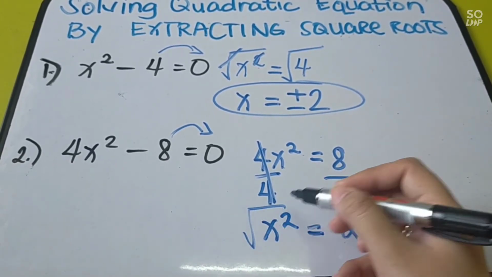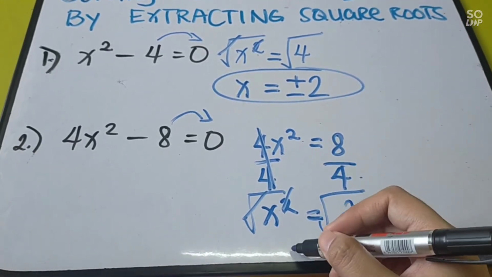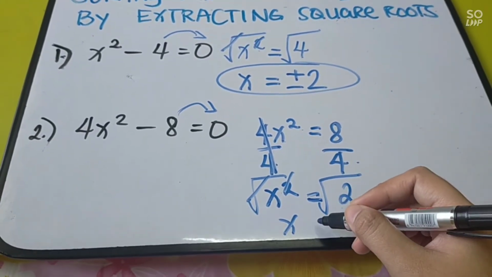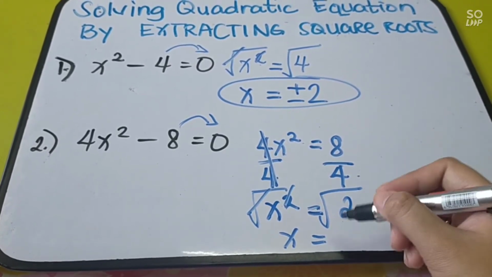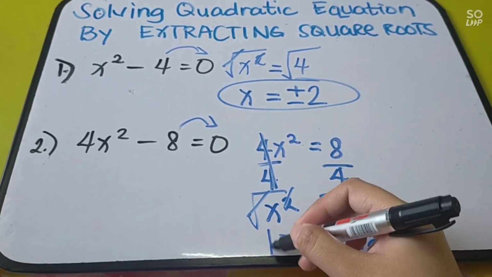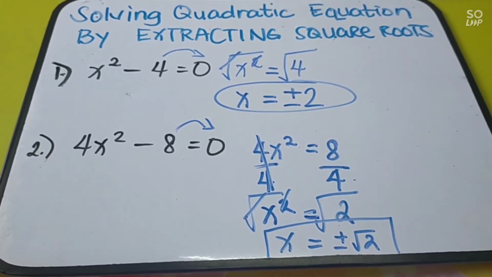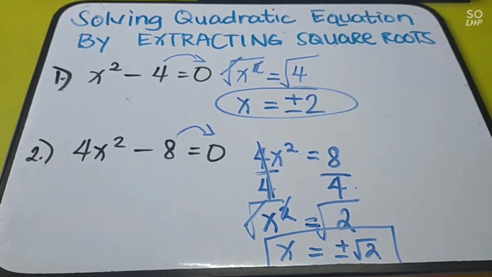Then, square root both sides. Square root, cancelled, squared, then square root na. Ang matitira na lang dito ay si x. So, it is equal to, ang square root ni 2, wala na. Therefore, ang sagot ay positive and negative square root of 2. That is it. So, ganun lang kasimple ang extracting square roots. Let us have more examples.